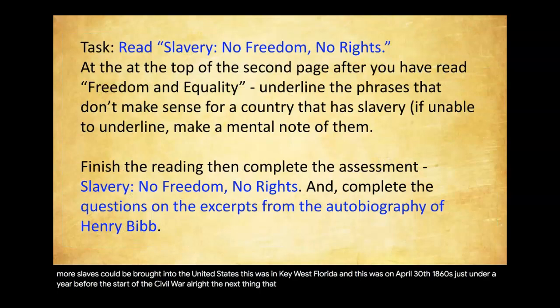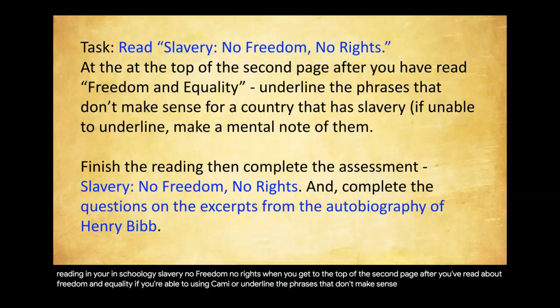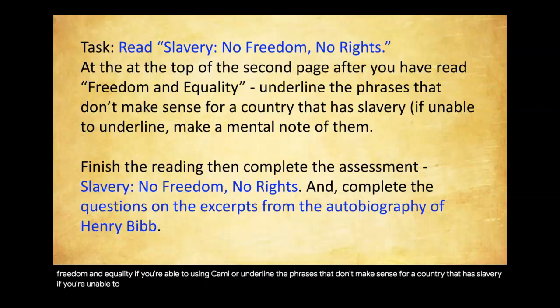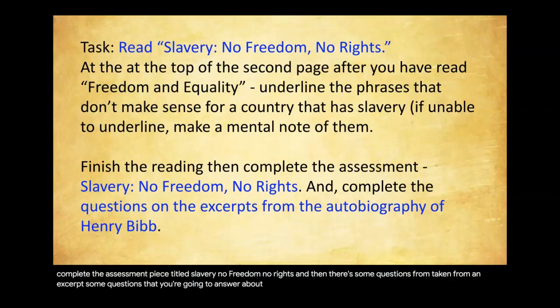All right, the next thing that you are going to do is go in and read the reading in Schoology, Slavery, No Freedom, No Rights. When you get to the top of the second page, after you've read about freedom and equality, if you're able to, using Kami, underline the phrases that don't make sense for a country that has slavery. If you're unable to do the underlining, just make a mental note of them. When you're finished with the reading, you're going to complete the assessment piece titled Slavery, No Freedom, No Rights. And then there are some questions that you're going to answer about excerpts taken from an autobiography of a man named Henry Bibb.